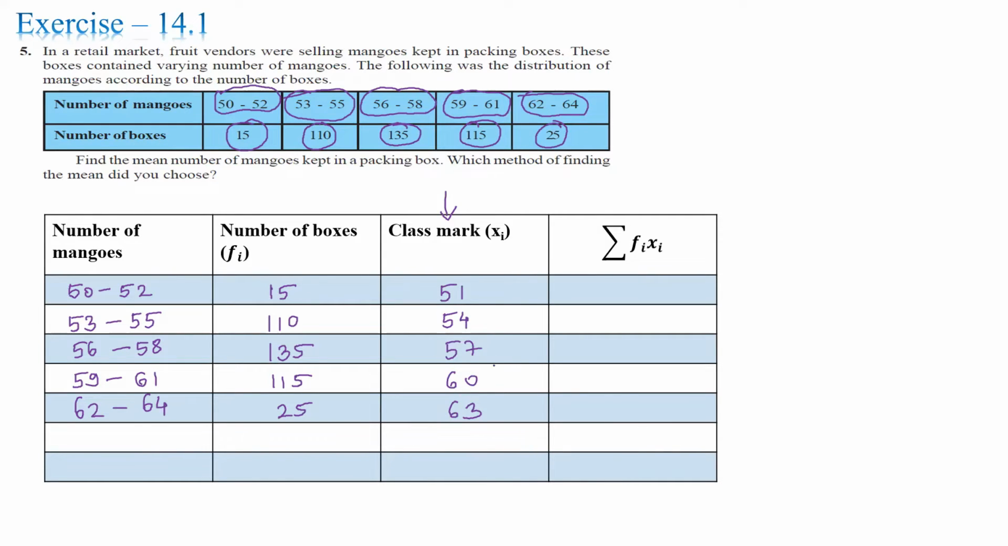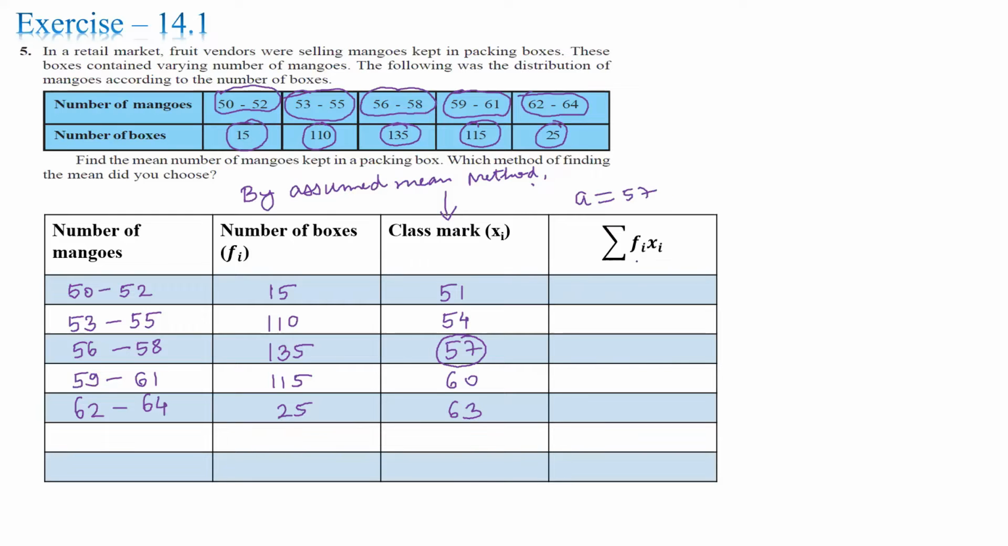So which value should we take as the assumed mean? The middle value of the class mark, we take it as the assumed mean. So we will take 57 as our assumed mean. So we are solving it by the assumed mean method. Okay, so our assumed mean is small a and it is equal to 57.